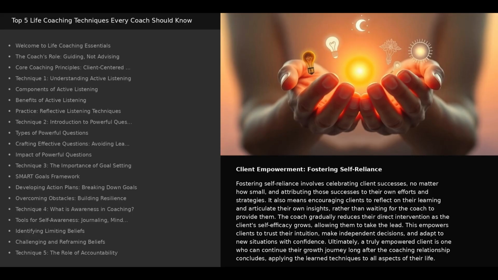Ultimately, a truly empowered client is one who can continue their growth journey long after the coaching relationship concludes, applying the learned techniques to all aspects of their life. This is the enduring legacy of effective coaching.